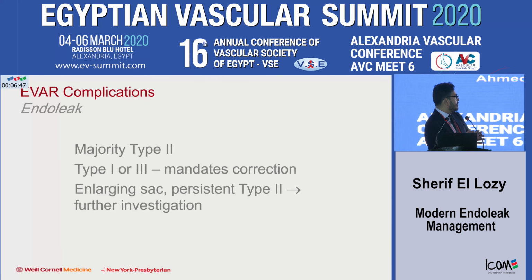So when we talk about complications of endovascular aneurysm repair, endoleak is the vast majority of all complications that we have to deal with, particularly in the long-term follow-up. The majority of these patients have type 2 endoleaks, and so I'm not necessarily sure I would consider it a complication unless they enlarge. If you have a type 1 or type 3, that mandates correction, or if you have an enlarging or persistent sac with persistent type 2 endoleak, that mandates further investigation. So I'm going to focus the talk today on long-term follow-up and management of type 2 endoleaks.